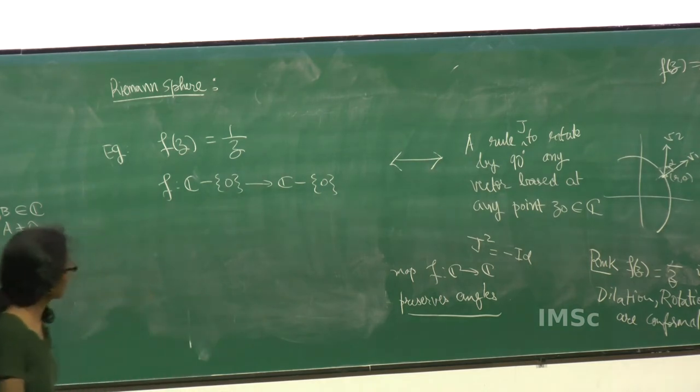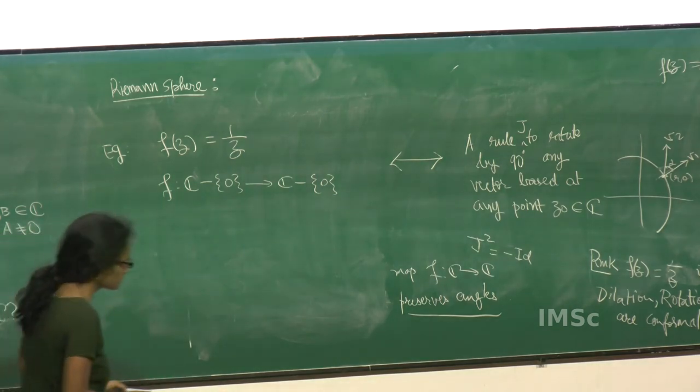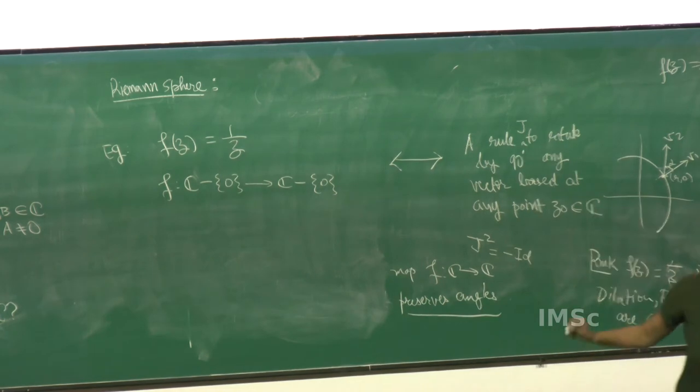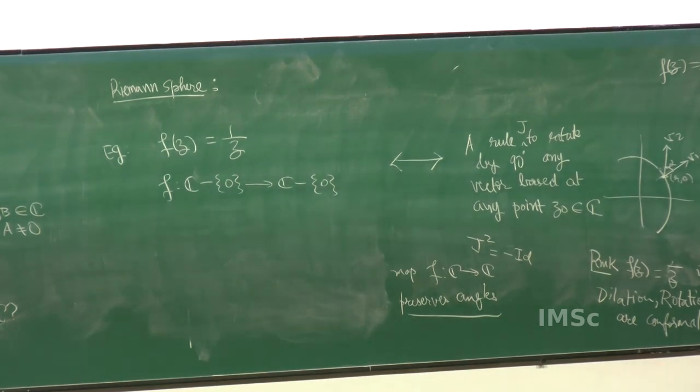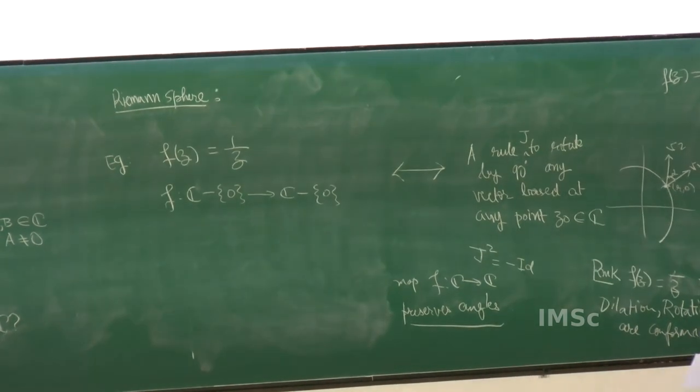Let's understand the geometry of this map. Earlier we were drawing these pictures with circles and squares. Does anybody know what this map would look like, how it transforms the punctured complex plane?